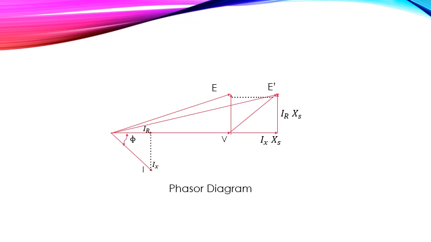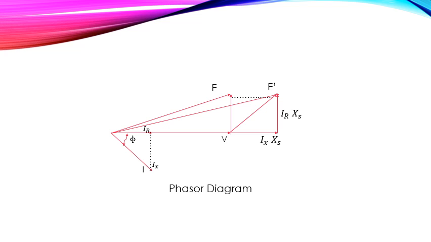Also before the excitation, take V as a reference, so draw it parallel to the horizontal axis, then show the vector I lagging behind this V by an angle phi. Then show the in phase component IR in phase with the voltage V, right? Then show the vector for the drop IR axis at 90 degree to the applied voltage V.